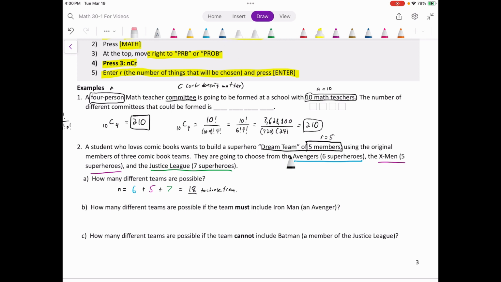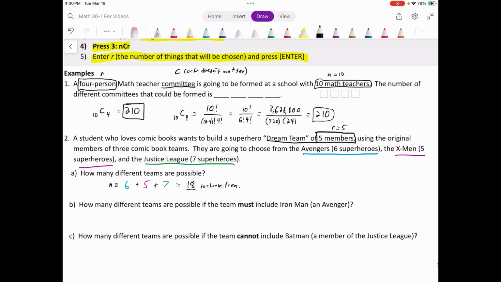Well, no, right? If we choose Batman, Superman, and Iron Man, it's the same team as if we pick Iron Man, Superman, Batman. It's still the same team. It's made of the same people. The order we choose them doesn't give us a different team if we choose the same people. So we are going to use combinations here.